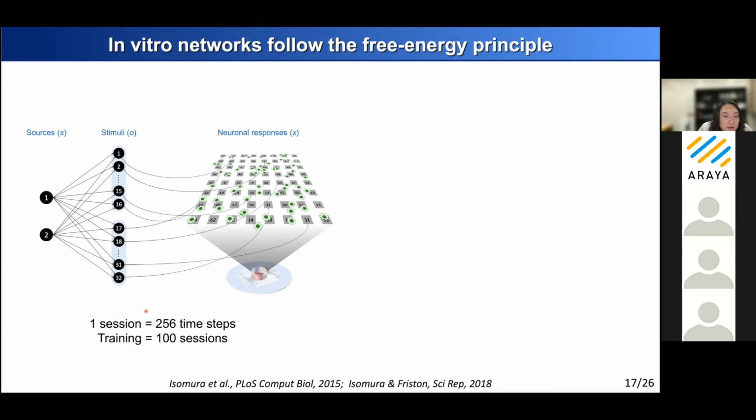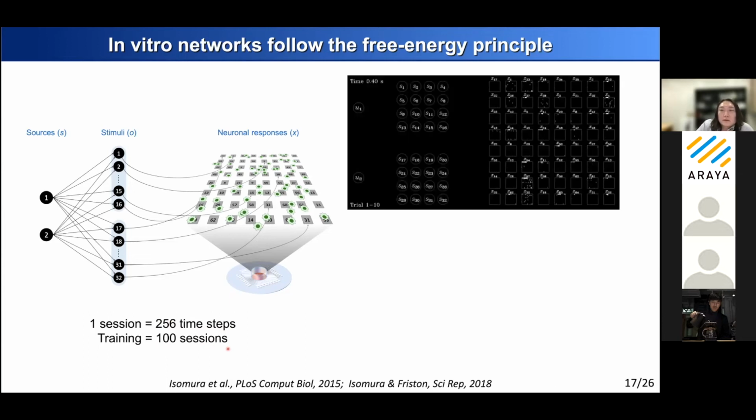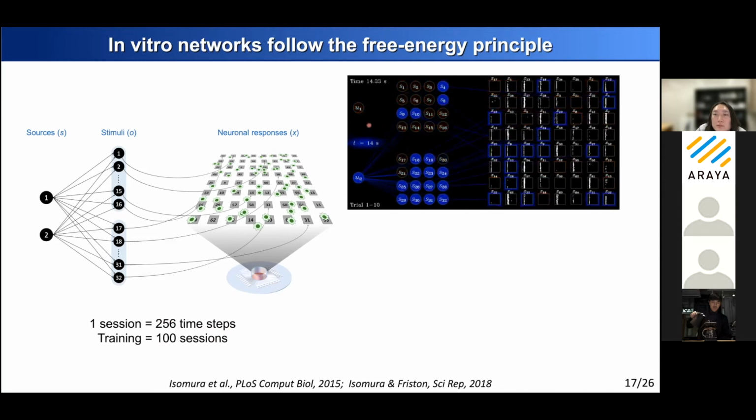One session corresponds to a 256 time step stimulation sequence, and training was performed for 100 sessions. This is an overview of the experiment. As I said, we stimulate neurons using stimuli generated from two lines of hidden states. Depending on their states, stimuli are generated randomly. And here, the white dots indicate the spiking response, and the white line indicates the high density response. So after stimulation, neurons fire at a high level.